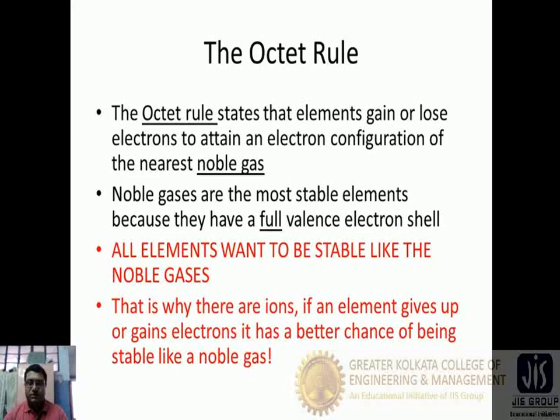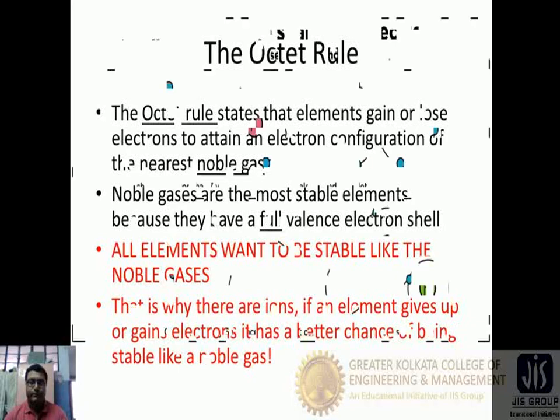We will discuss this octet rule because we are going to discuss the silicon atom structure. The octet rule is important and it states the stability of atoms or elements. Every element wants to be stable like a noble gas. This is the most important rule.